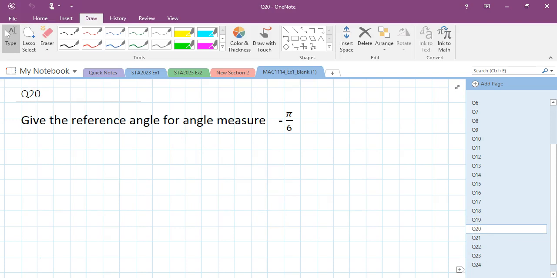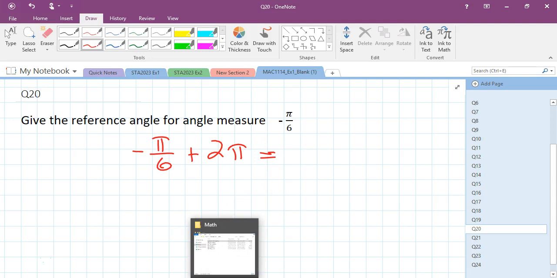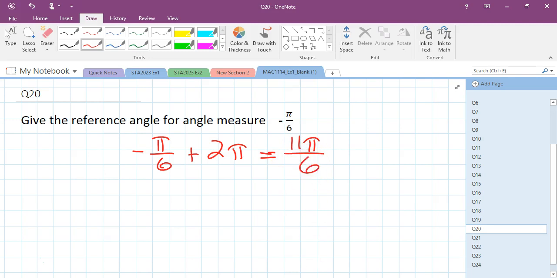Number 20. Again, it says find the reference angle. But what's the problem right away? It's negative. Okay, we can't find the reference angle just yet. We need to do what to this first? Add 2 pi. We got to get that least positive coterminal angle first. We want to be between 0 and 360. So you need to take negative pi over 6 and add 2 pi to it. What do you get? 11 pi over 6. Good. So that's the least positive coterminal angle.